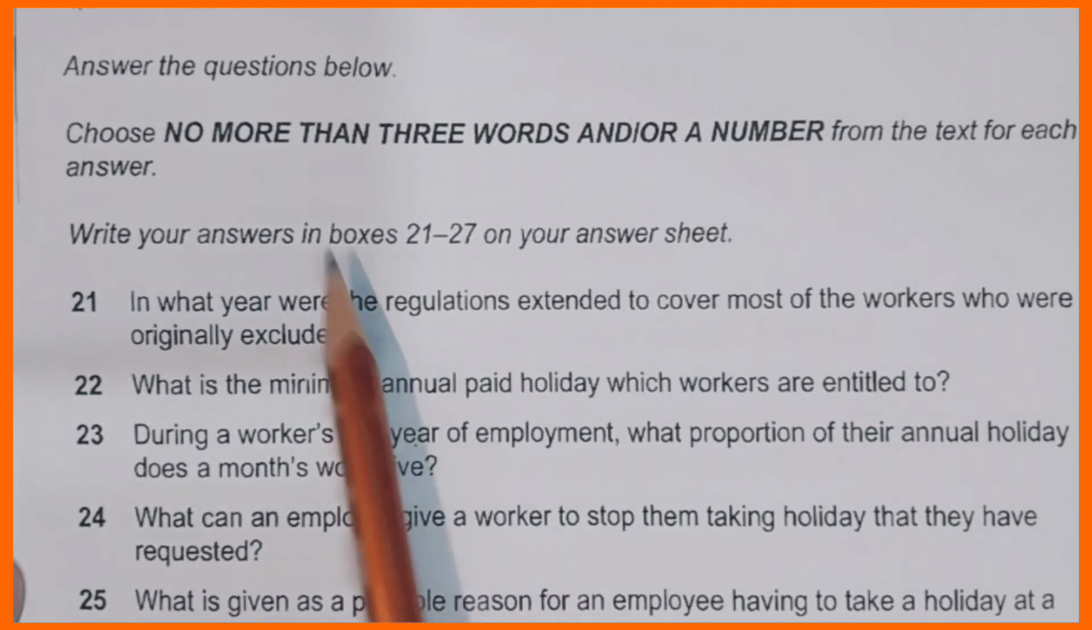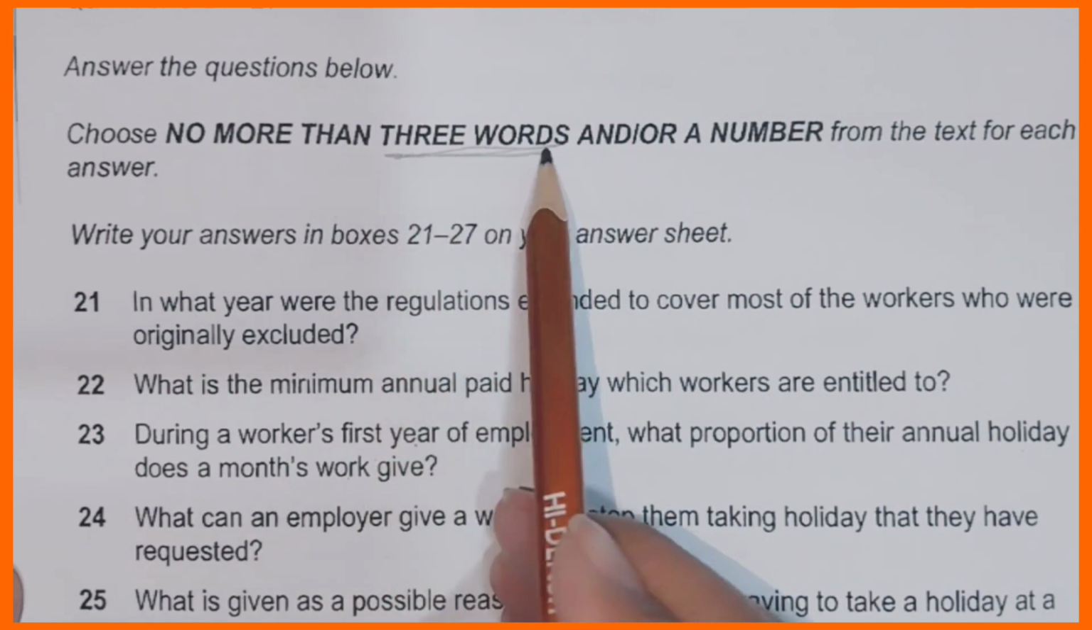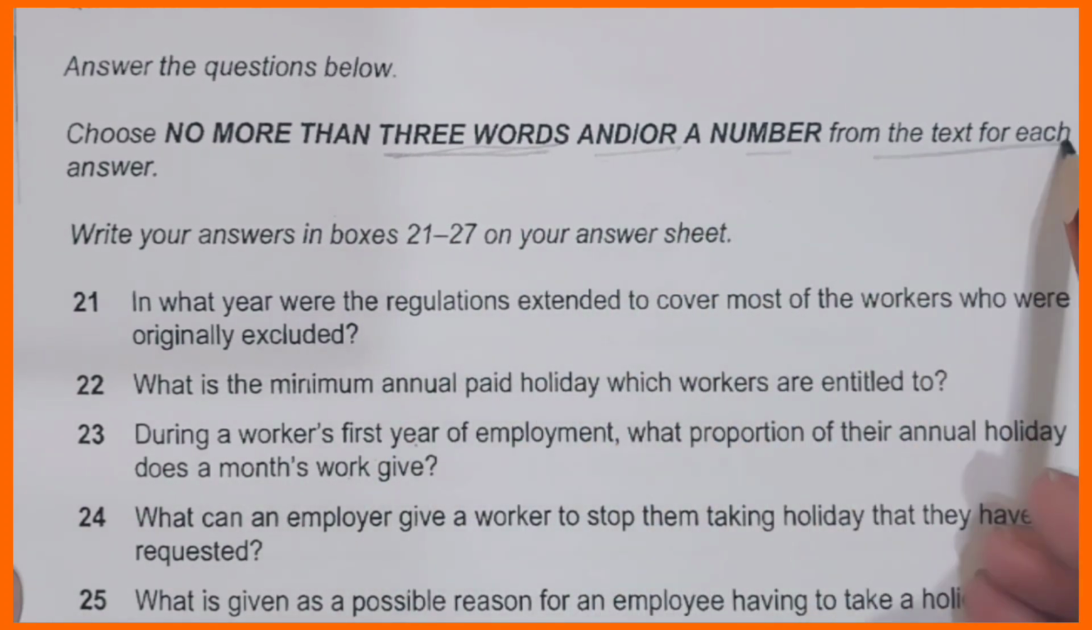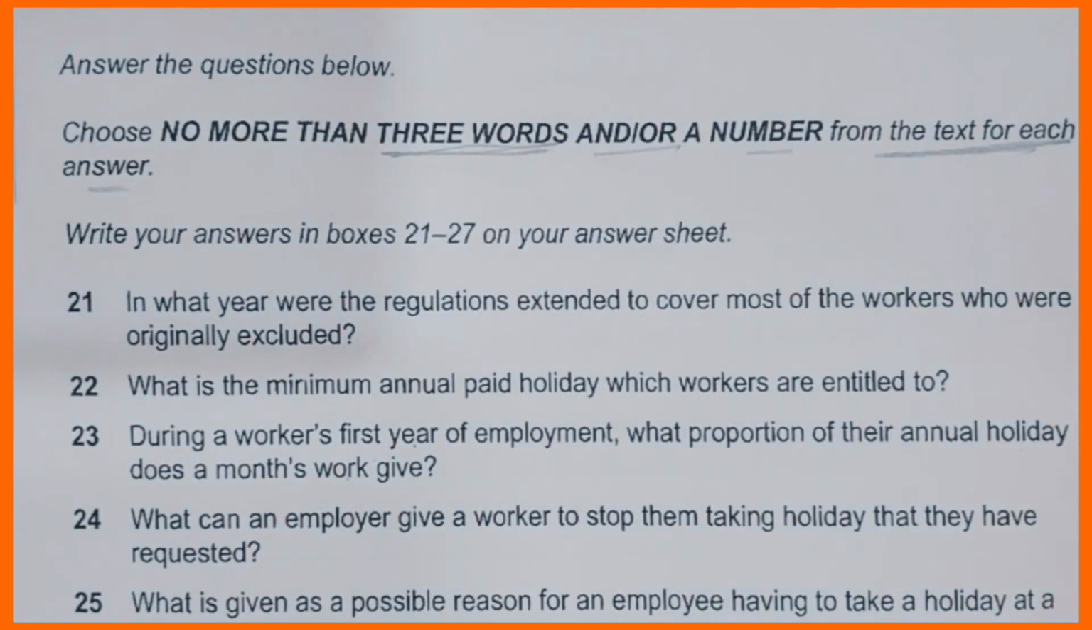Next, we are having questions 21 to 27. Answer the questions below. Choose no more than 3 words and or a number from the text for each answer. This is very useful even for academic and general, because it will help you find the correct answer. If a student is facing difficulty in solving academic, they should first go for general. But if a student requires a high score in general, then I'm recommending they first go for the reading in academic. After they are expert in academic, then they should come to the general.